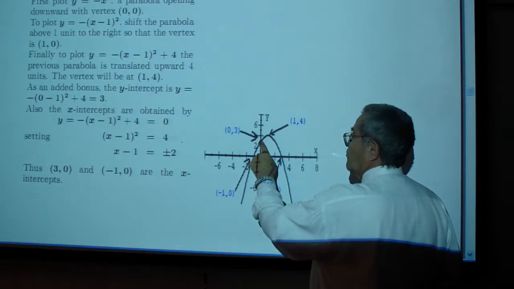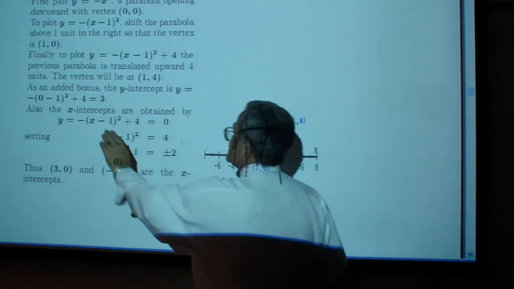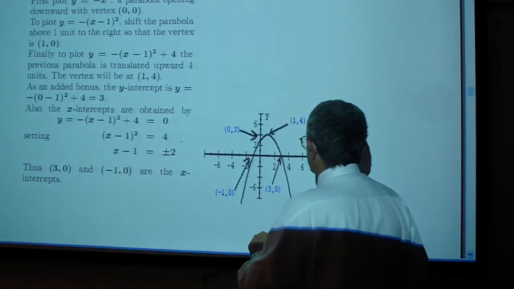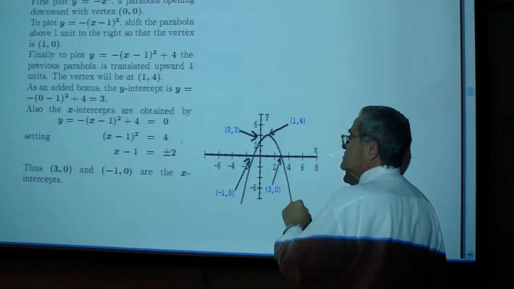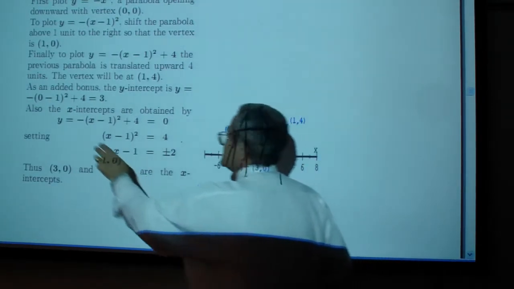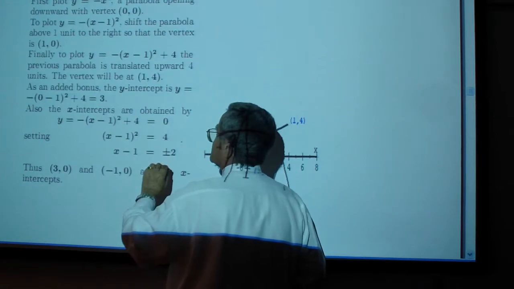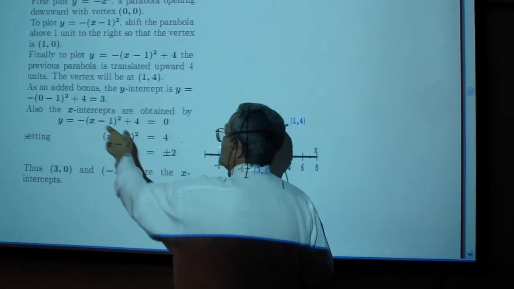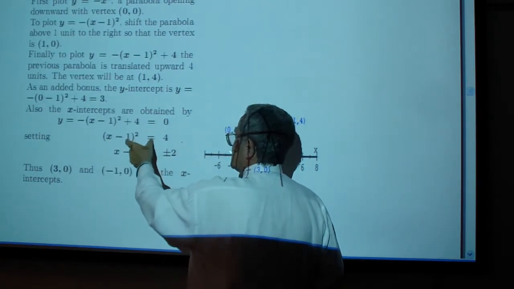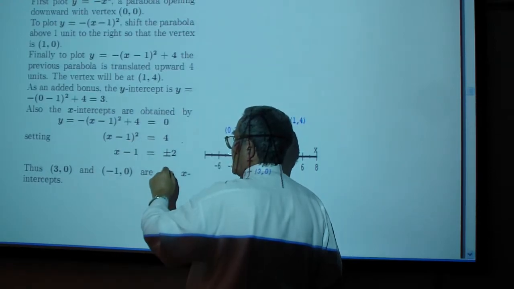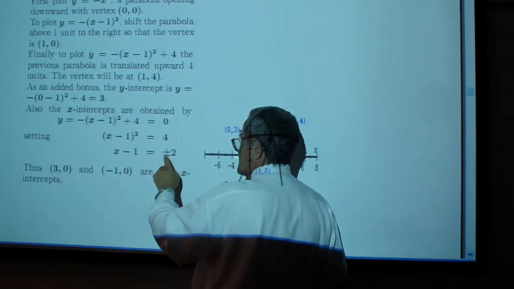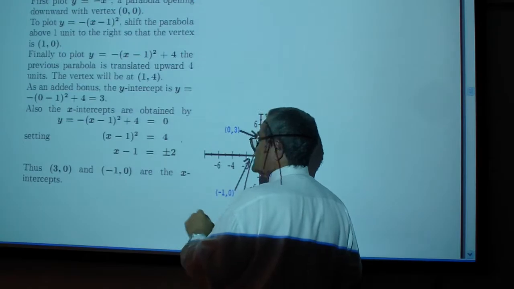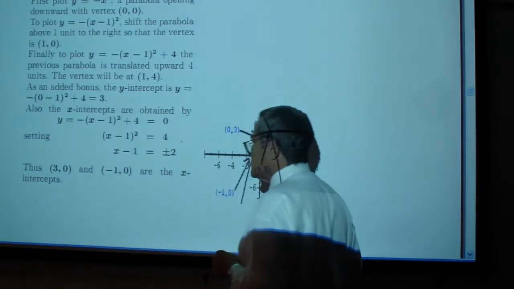You can find a y-intercept by plugging in x equals 0. You can find the 2 x-intercepts by saying y is equal to 0 and solving this. Easy to solve. Add this term to both sides. You have a perfect square. Take the square root of both sides. Don't forget the plus or minus. You got (3, 0) and (negative 1, 0).